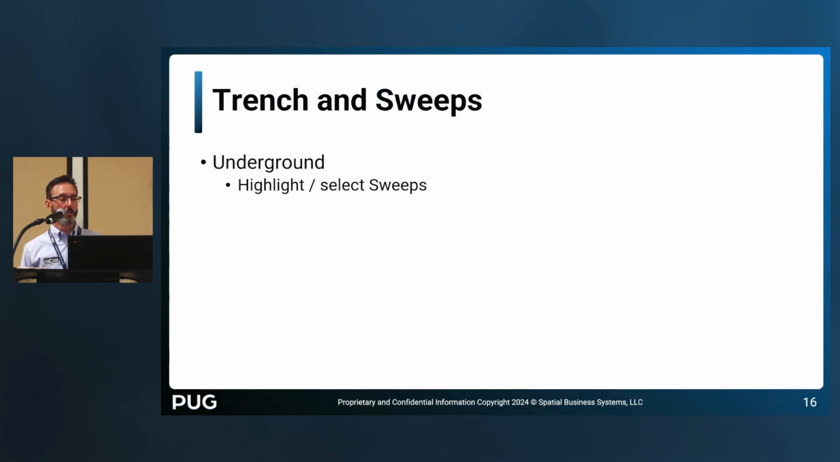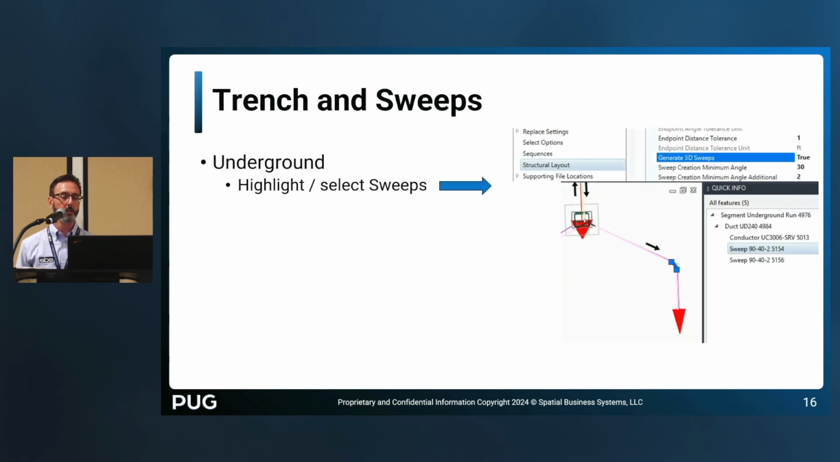So for underground, the highlighting of sweeps is performed by generating this 3D sweep option. Now this does require you to at least temporarily turn on the 3D display layer, but once you do that, you'll be able to select sweeps and see them highlighted. You'll see their 3D representation highlighted, and you can also select the 3D representation and it will select the corresponding sweep.